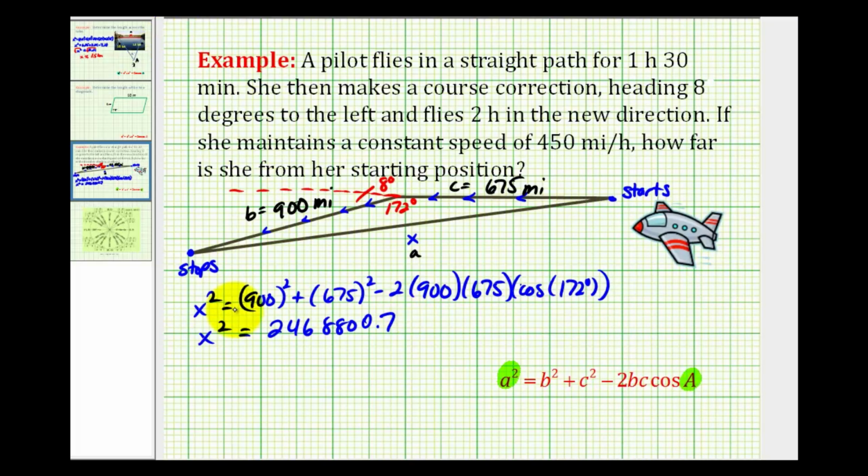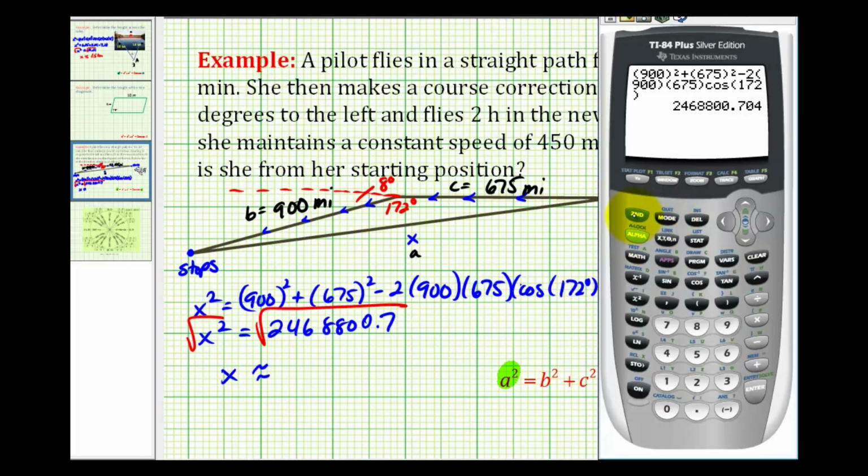Now to determine the value of x, we'll take the square root of both sides of the equation. And since x is a distance, we're only worried about the principal square root, or positive square root. So we have the square root of 2,468,800.7. So the plane has traveled approximately 1,571 miles.